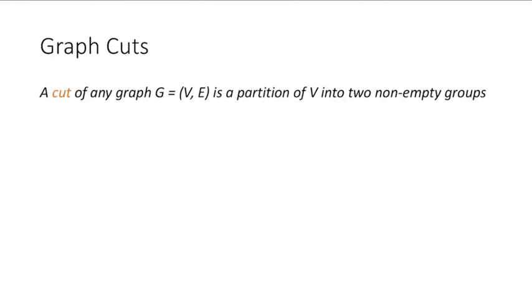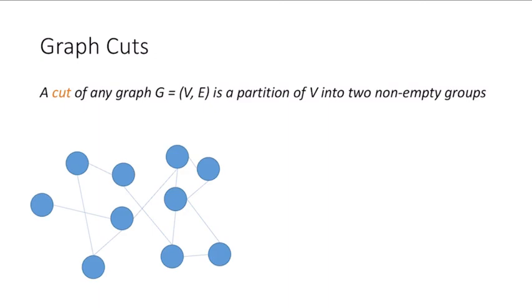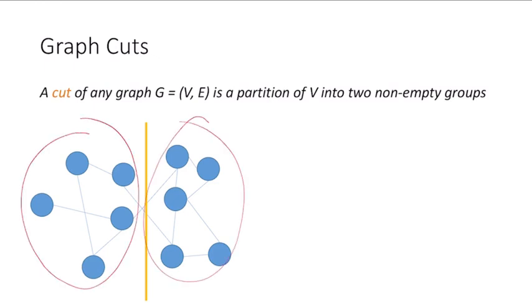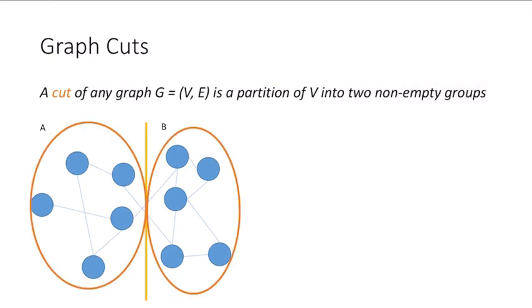The first is called a graph cut. And we're going to say that a cut of any graph is a partition of V into two non-empty sets. So here's a graph. A cut would be like this, where I put all of the vertices into two non-empty sets. So for example, all these vertices and all these vertices. So here's our AB cut. And we have some edges that cross the cut, and those would be called crossing edges.